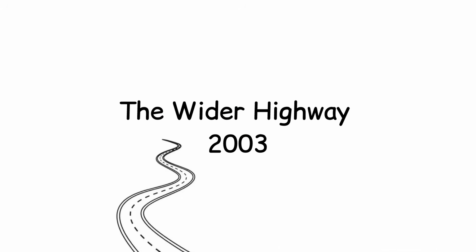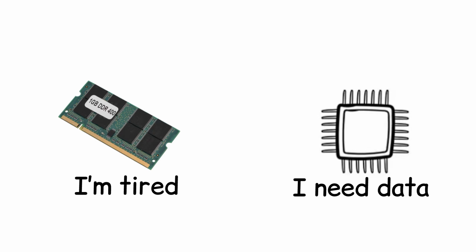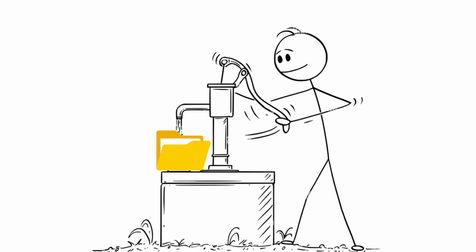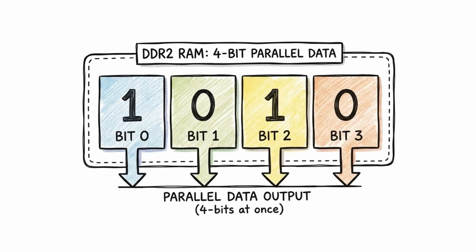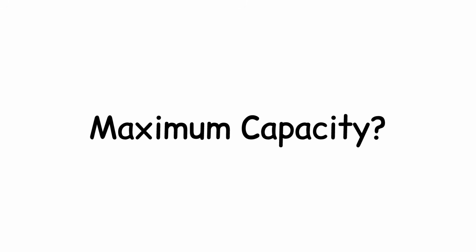DDR2, the wider highway, 2003. The engineering fix. DDR1 wasn't pushing enough data for early multi-core processors, and its high voltage generated too much heat. DDR2 bumped the background prefetch up to 4 bits. Internally, the memory cores lined up 4 bits in a parallel row and shot them out lightning fast. Crucially, it dropped the operating voltage from 2.5 volts down to 1.8 volts to combat heat. Speed, up to 8.5 GB per second. Maximum capacity, up to 4 GB per stick.